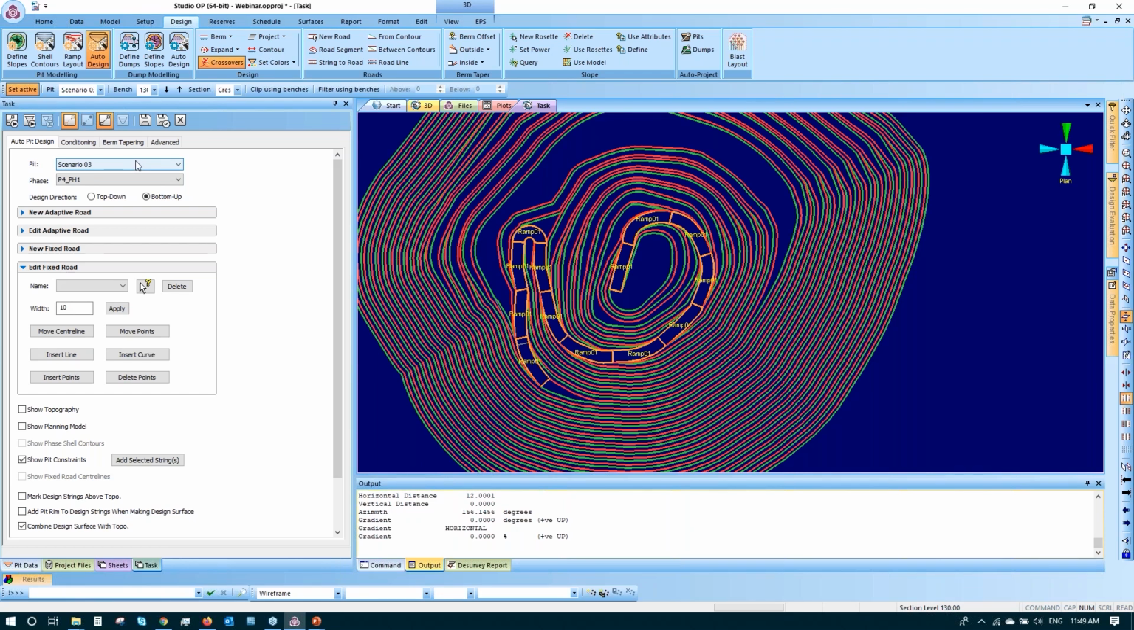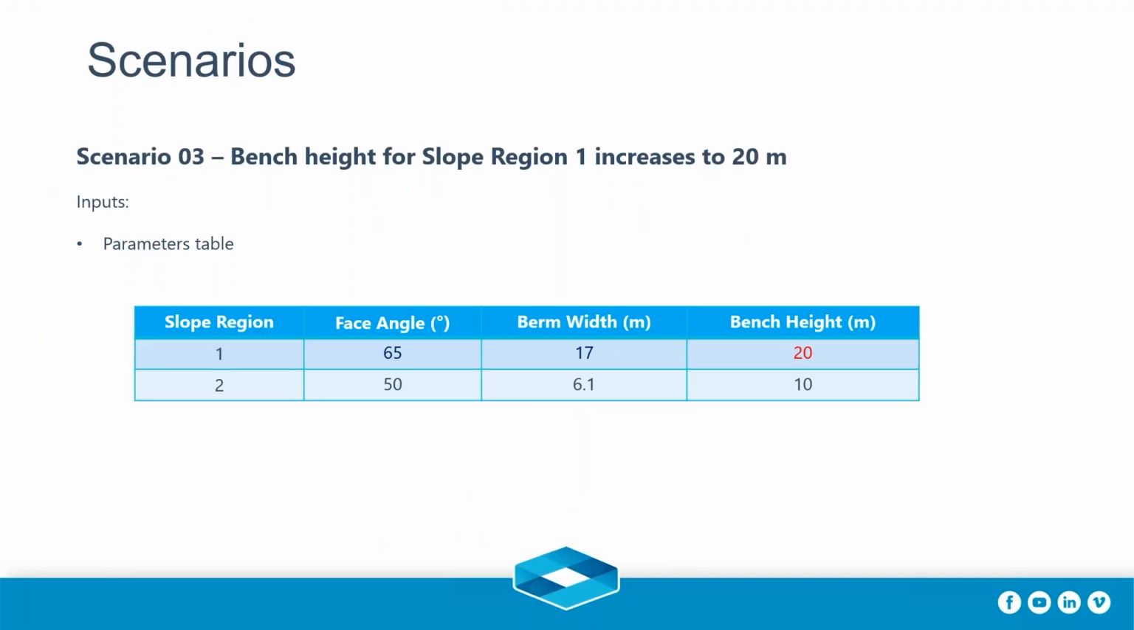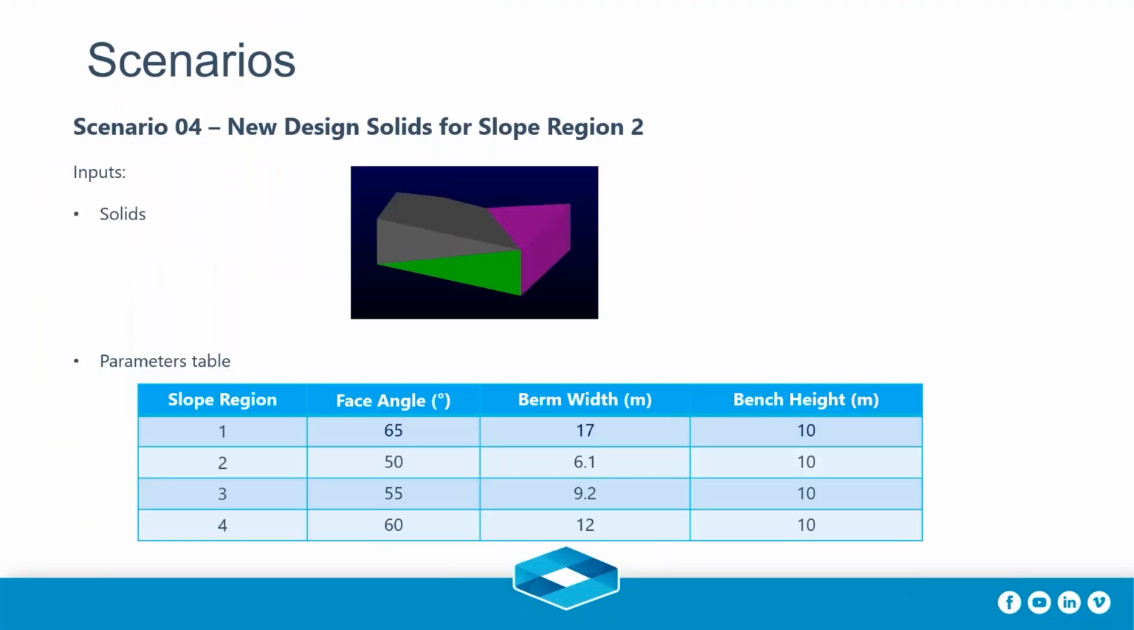So let's now jump to our last scenario, scenario 4. Let's go back to our presentation over here. So this last scenario here, it's a very common scenario. In this scenario, you'll be playing with the slope region 2. And in this scenario, I would like you guys to imagine that the solid in which our slope region 2 has been defined has been split in 3 different solids, and each of these 3 different solids will have different parameters.